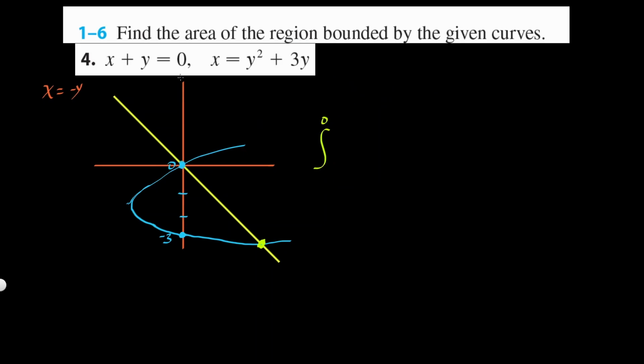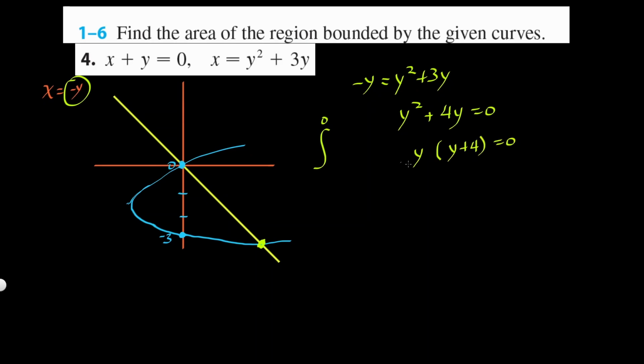In order to do that, we need to solve for x and set them equal to each other. Well, x is this, so I'm going to plug it into there. So negative y is equal to y squared plus 3y. So y squared plus 4y is going to be 0. That means when you factor y out, it's going to be y times y plus 4 equals 0. So y will be 0 or y will be negative 4. So that point right there is some x number, but then we know y is negative 4.